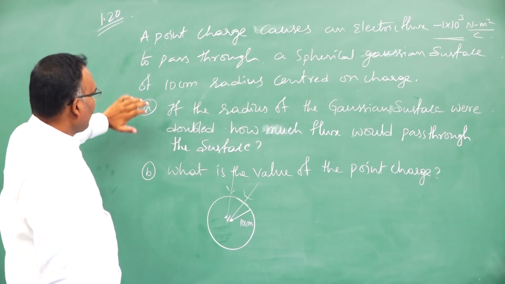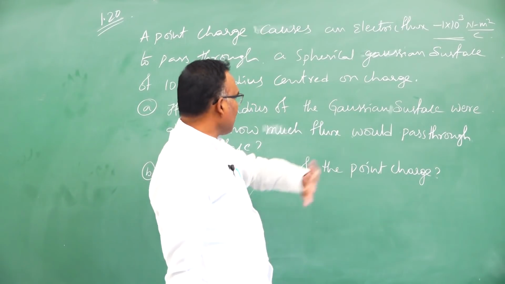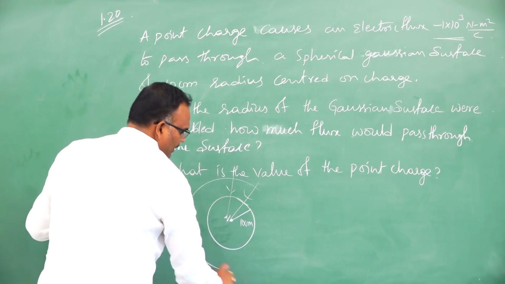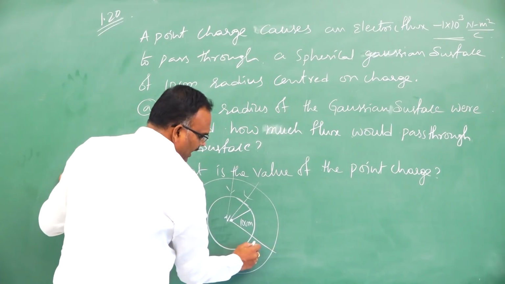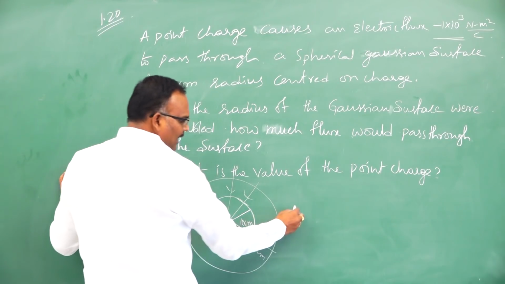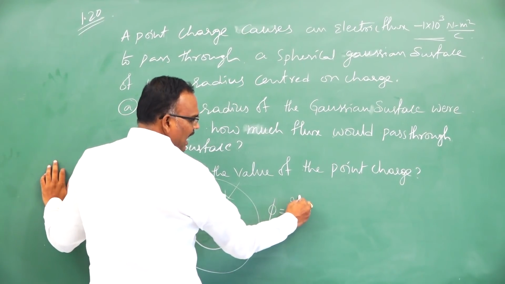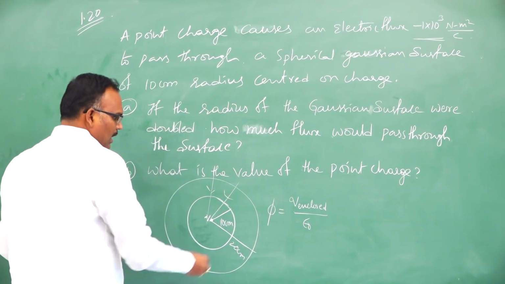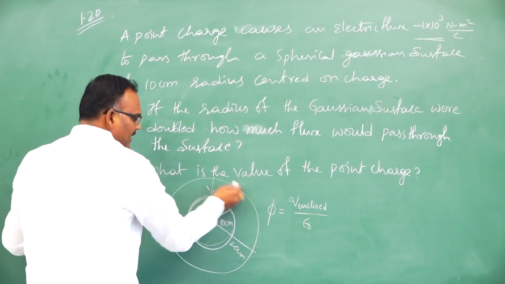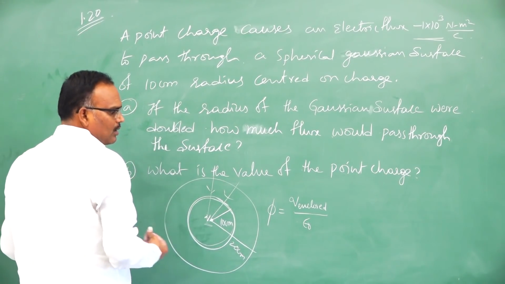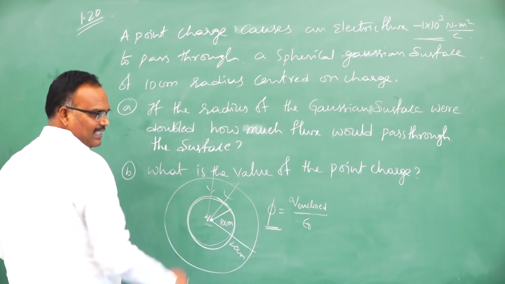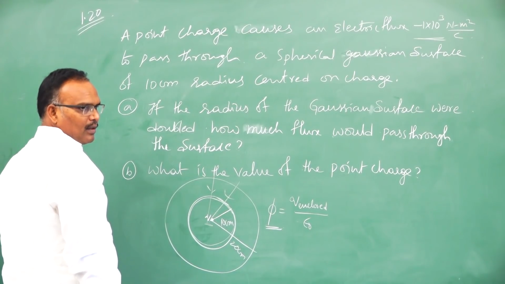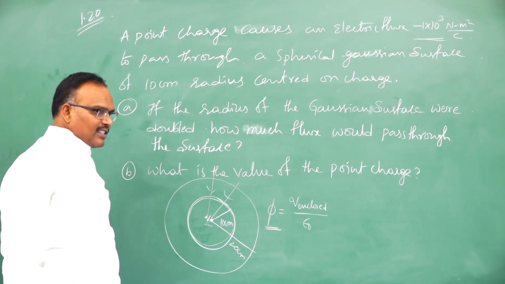Okay. Next. First question. If the radius of the Gaussian surface were doubled, how much flux would pass through the surface? That means I'll imagine a sphere of radius 20 centimeter now. See, flux through any Gaussian surface formula is charge enclosed divided by epsilon naught. Charge enclosed by this Gaussian surface and this Gaussian surface is same. So flux remains the same through both the Gaussian surfaces. That is what they have given, 10 to the power of 3 with a negative sign. That indicates charge inside the Gaussian surfaces is negative charge.